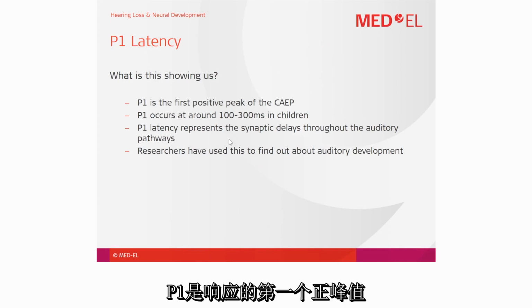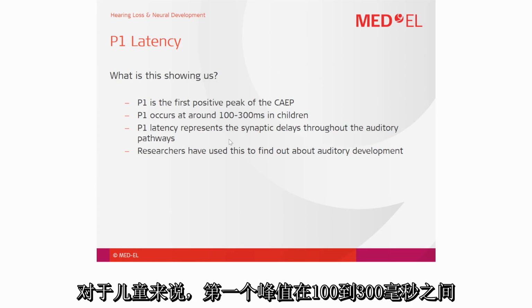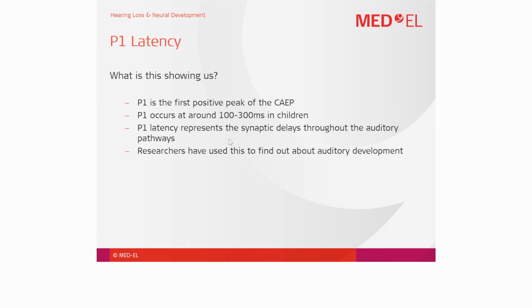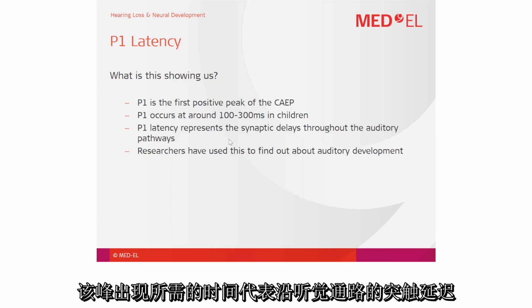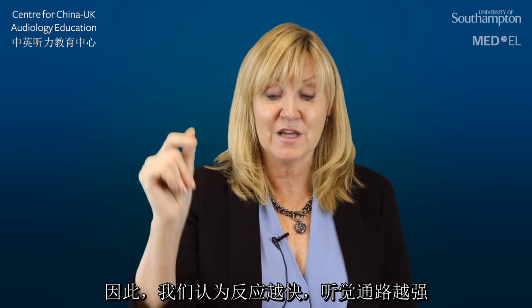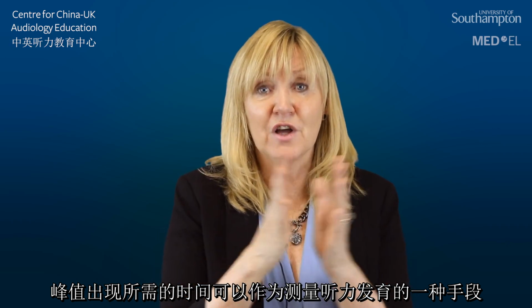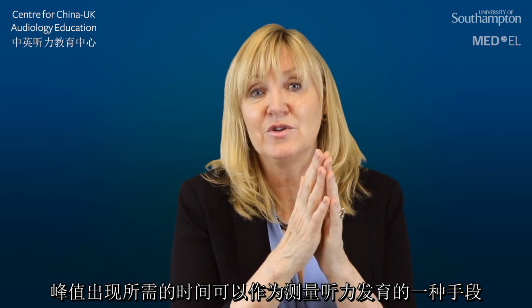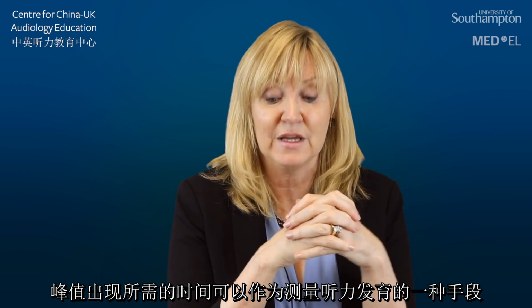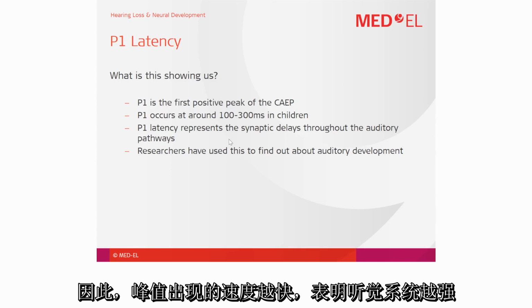The P1 is that first positive peak of the response. In children, that first peak happens between 100 and 300 milliseconds. The time it takes for that peak to appear represents synaptic delays along the auditory pathway. So what we're saying is the quicker the response, the stronger the auditory pathway. So the amount of time it takes for that peak to occur can be used as a measure to look at auditory development, and that's what researchers have done. So the faster that peak appears, an indication of the stronger auditory system.